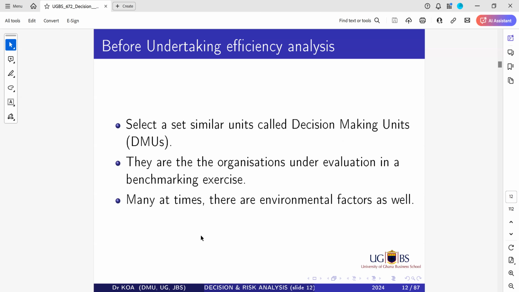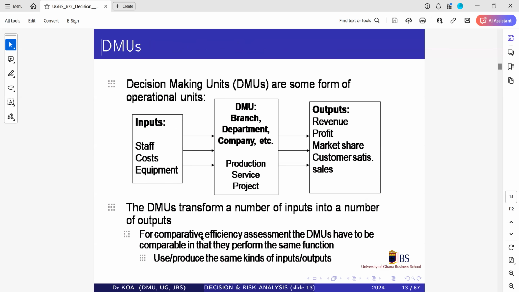Strike, roadblocks, demonstrations. You cannot control that. And these are called environmental factors, which are later analyzed. So let's look at a typical decision-making unit. The branch of a bank, the department of a university, the university itself, a profit-making company, a non-profit-making company.